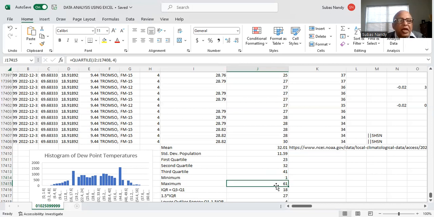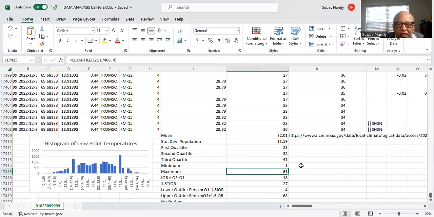Then you want to find the maximum. Again, you can use the quartile formula, equal to QUARTILE, J2 colon J17408, comma 4. Remember, 3 gave you the 75th percentile, 4 gives you the 100th percentile, the maximum value, which in this case is 61. The highest temperature is 61.